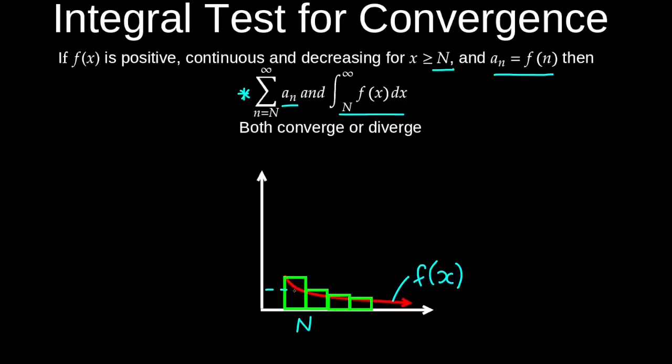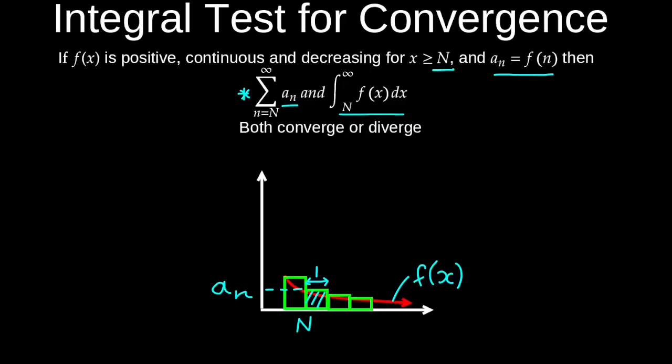So if we look at this as the left Riemann sum, you have this rectangle with a height an according to this series, and these rectangles all have widths of 1 when you're incrementing n by 1 in this series.